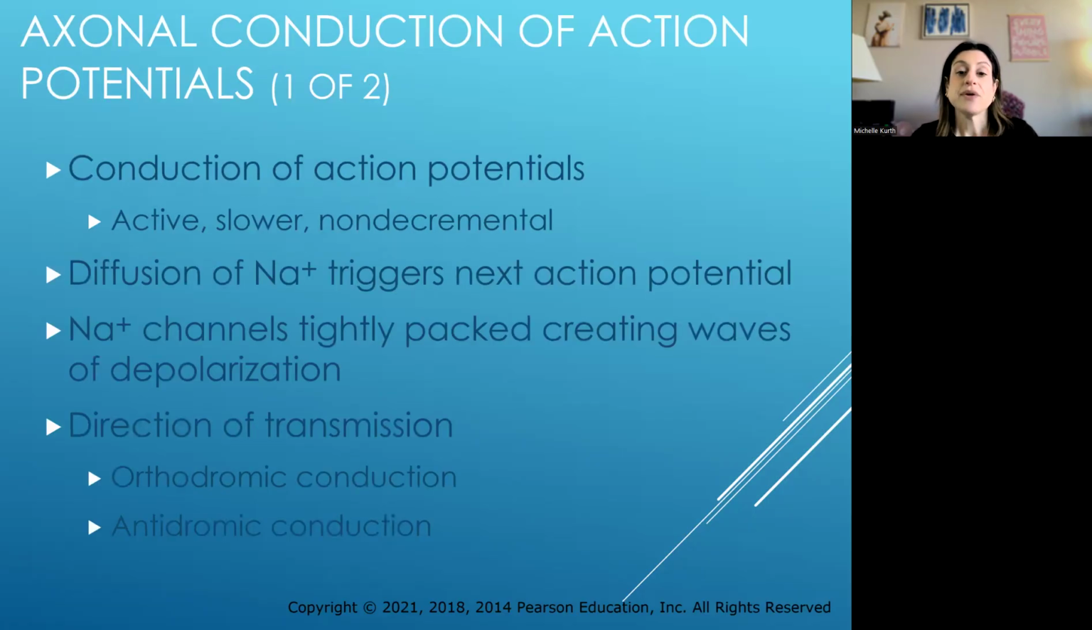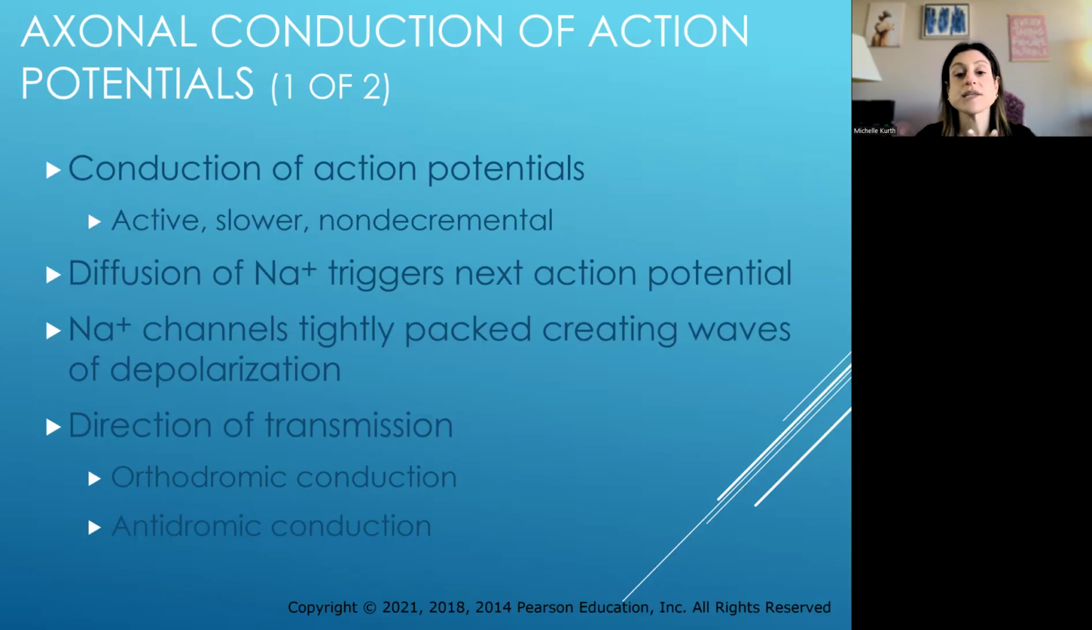So now that we've seen how an action potential starts, let's talk about how it travels down the axon. Now, action potentials move actively down this axon, okay? The process is slower compared to electrical signals in a wire, but it does have a key advantage, and it's non-decremental. That means that the signal doesn't fade as it travels. The spike is just as strong at the end of the axon as it was in the beginning.